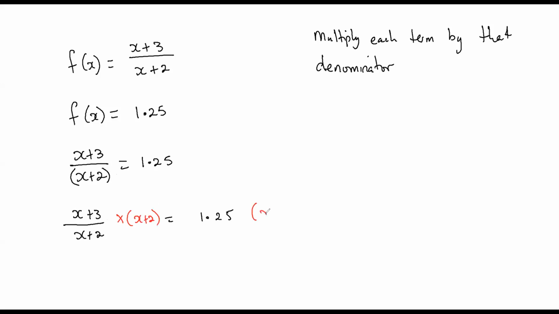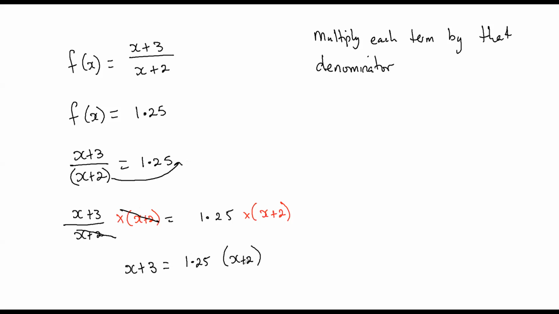The reason we can do this is that if we have an equation and we multiply everything in the equation by the same thing, the equation doesn't change. So this will cancel out that, and we will be left with x plus 3 equal to 1.25 times x plus 2.